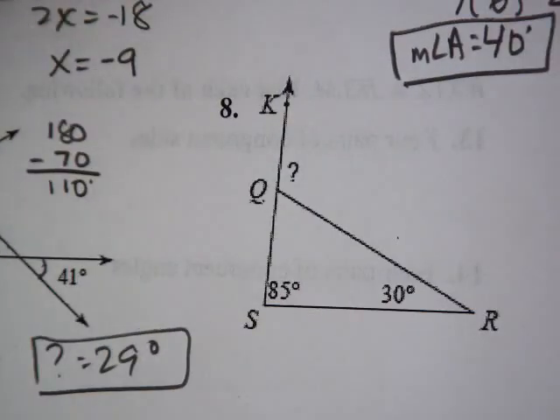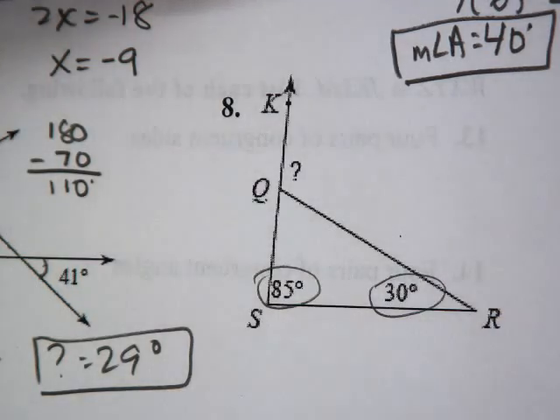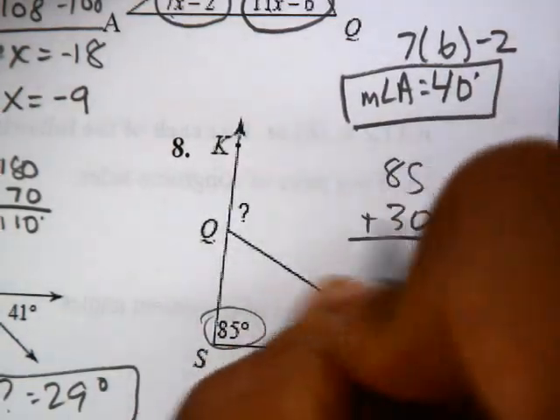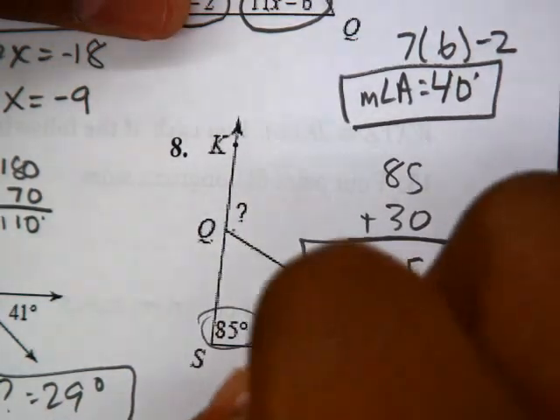And in number 8, I can also use again the exterior angle theorem. It says the two remote interior angles should add up to equal the exterior angle. So 115.